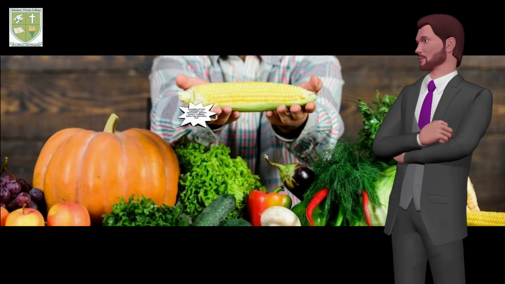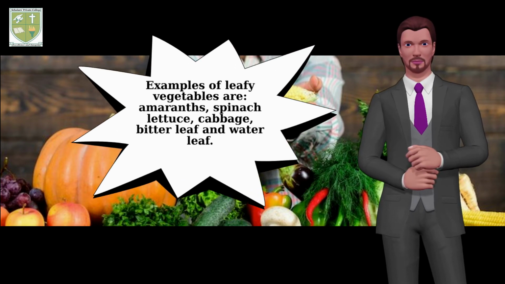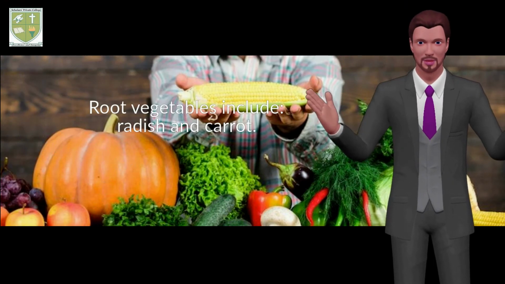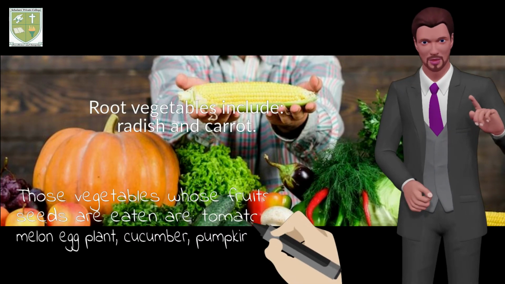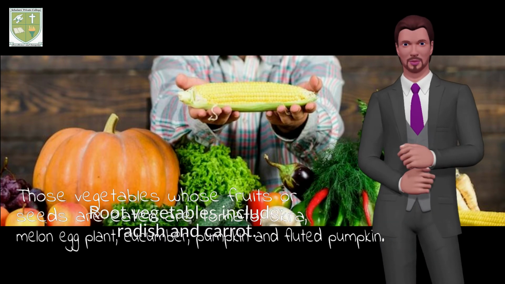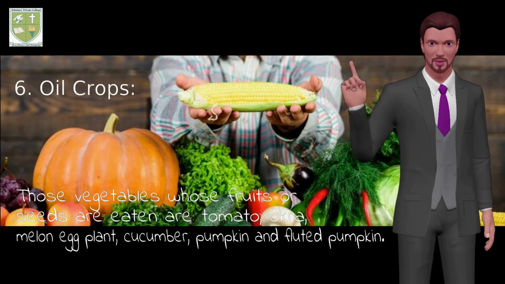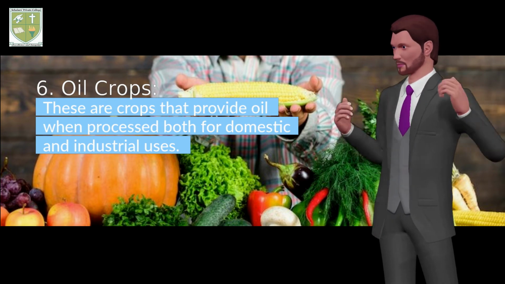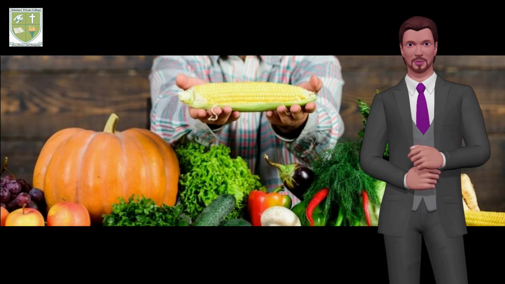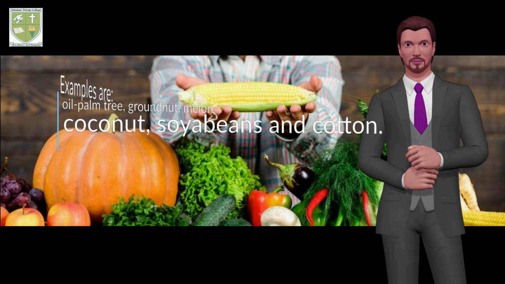Examples of leafy vegetables are amaranths, spinach, lettuce, cabbage, bitter leaf and water leaf. Root vegetables include radish and carrot. Those vegetables whose fruits or seeds are eaten are tomato, okra, melon, eggplant, cucumber, pumpkin and fluted pumpkin. 6. Oil crops. These are crops that provide oil when processed, both for domestic and industrial uses. Examples are oil palm tree, groundnut, melon, coconut, soybeans and cotton.